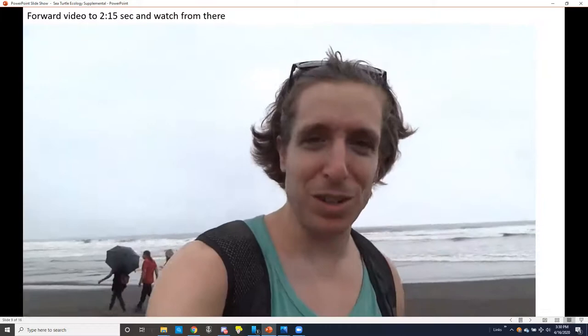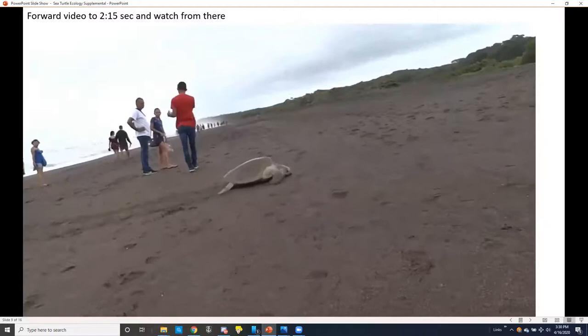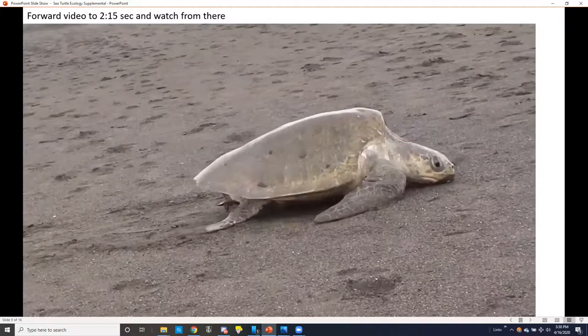Guys, we found our first turtle. Check this out. These are olive ridley. Look at him go, or her rather.